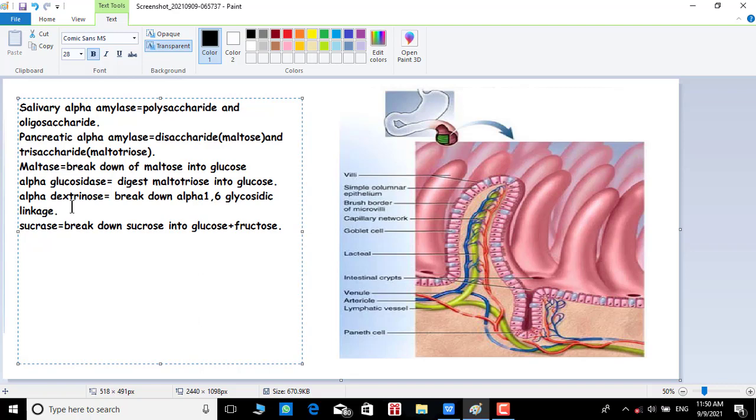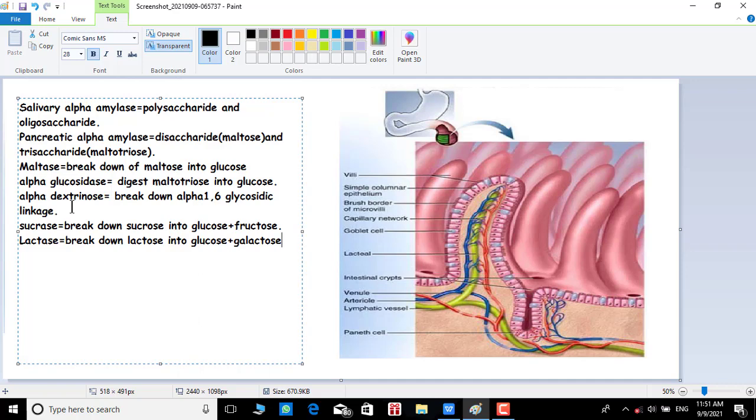Next one is lactase. What is its function? Its function is to break down lactose. From where can we obtain lactose? From milk, right? It's easy. Into glucose and galactose.